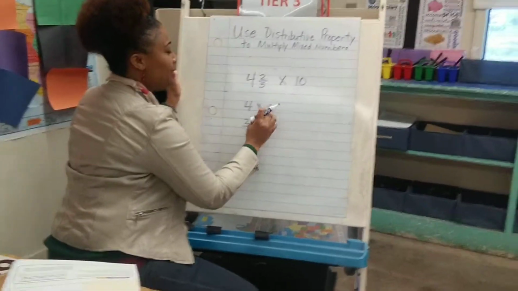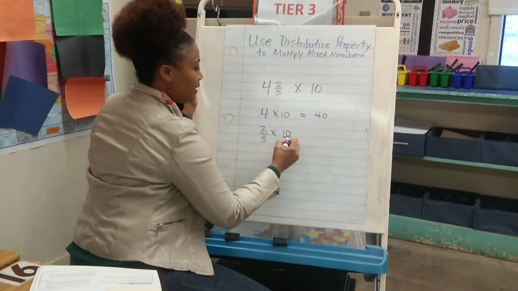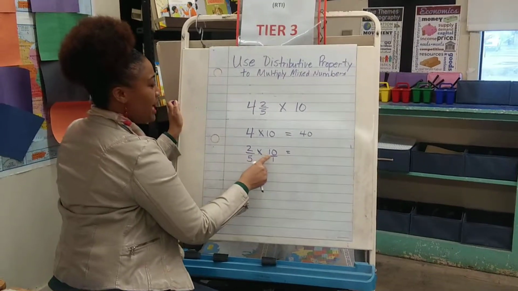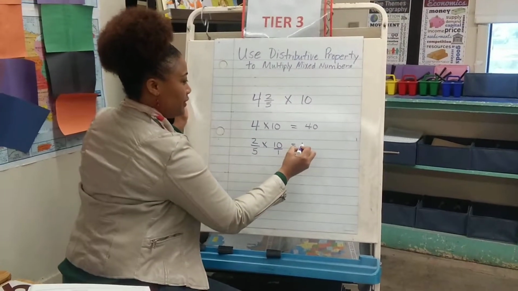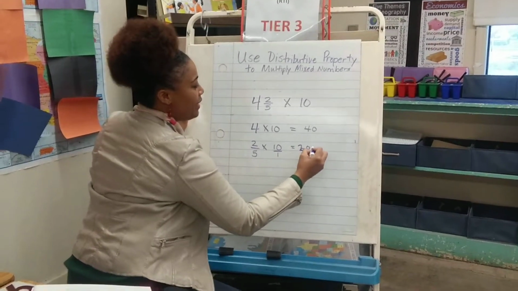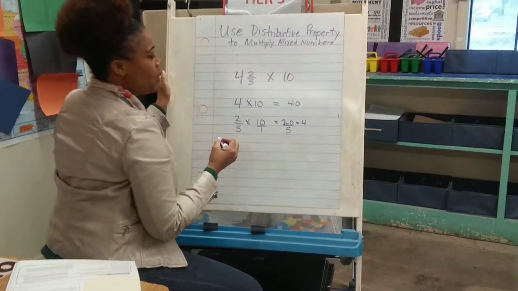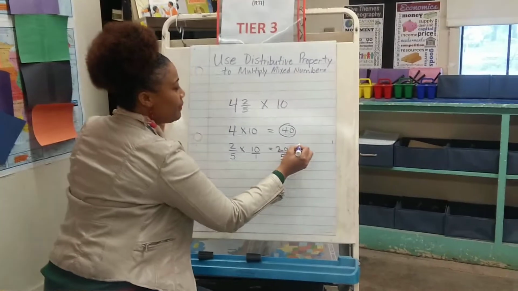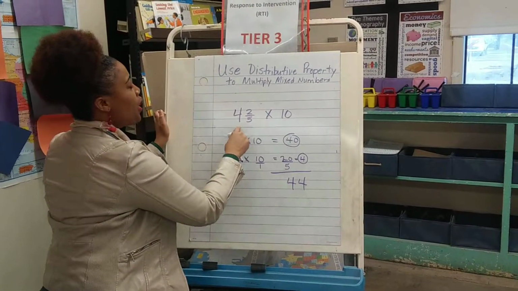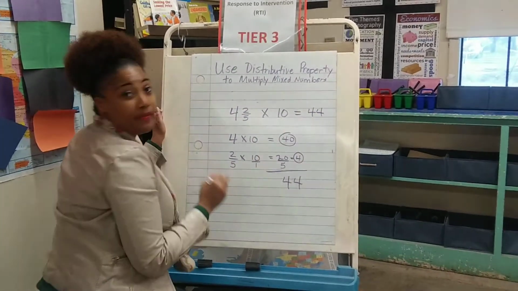So 4 times 10 is 40. Okay. And we can multiply 2/5 times 10. 2 times 10 is 20. And 5 times 1 is 5. Simplify. 20/5 is equivalent to 4. So we want to add 40 plus 4, we get 44. So 4 2/5 times 10 using distributive property gives us 44.